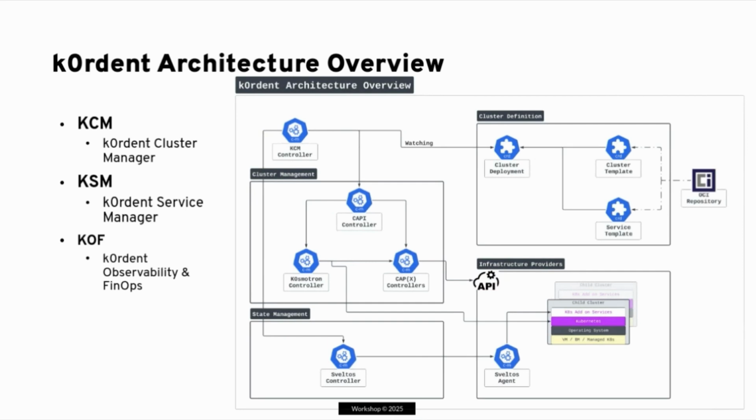And then we have Core-Dent Observability and FinOps. That's KOF. And KOF, as I pronounce it, provides insights into cluster health, performance, and cost tracking. It enables platform teams to optimize resource usage by giving you that high-level bird's eye view and enforce compliance policies by alerting and monitoring. And by combining these components, Core-Dent acts as that single control plane.